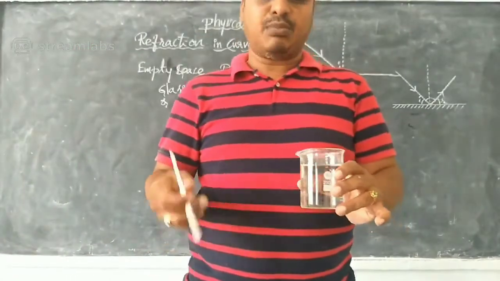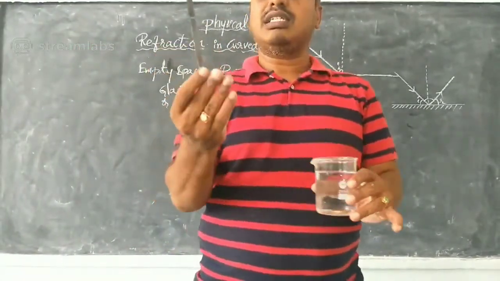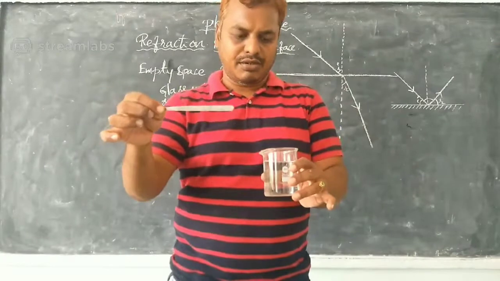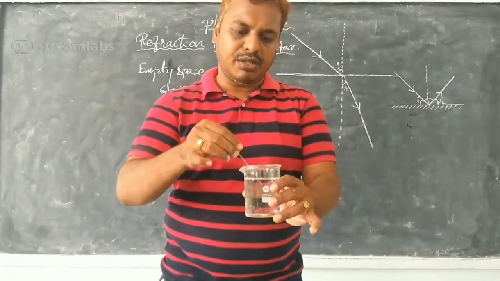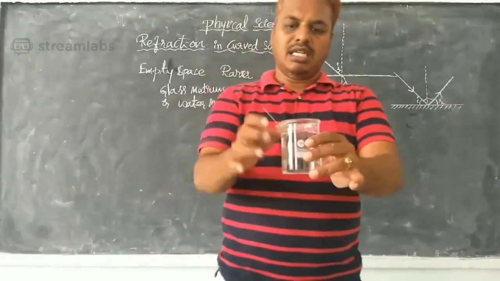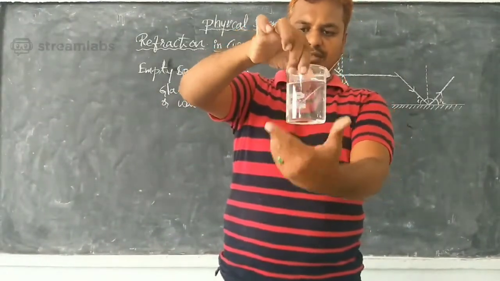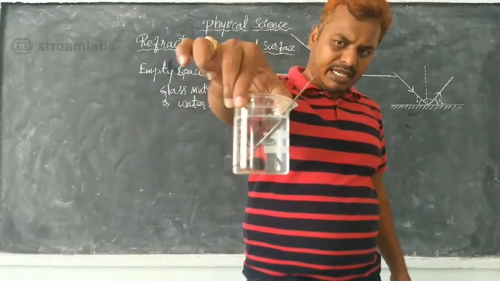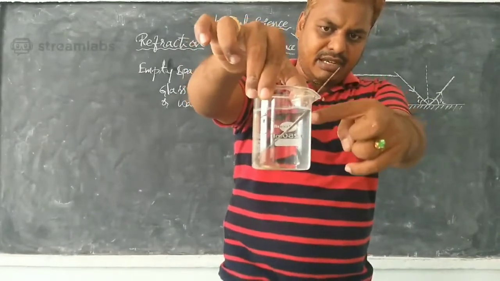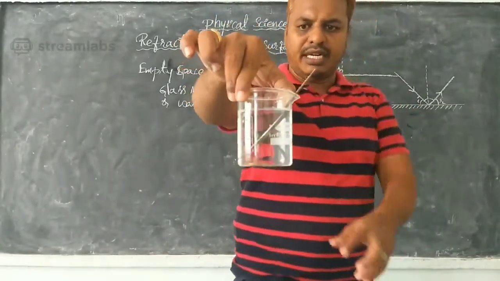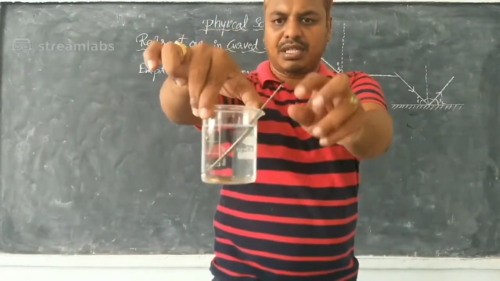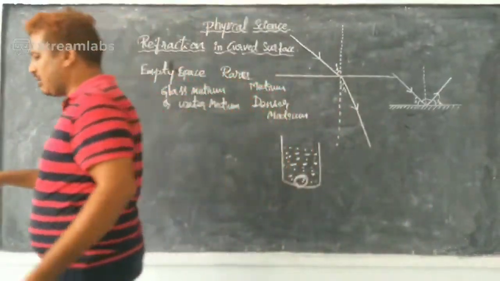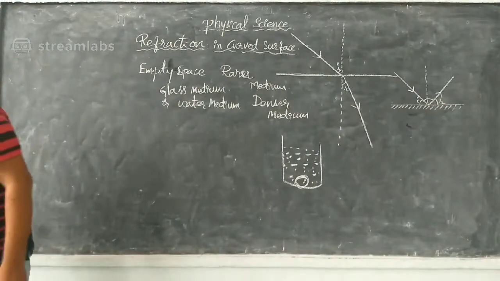Now I have taken a small iron rod. This rod looks very straight, very much straight. When I place this into the water, you can see inside the water that it looks like it is bent. There is a bend at the surface of the water, and you can see the shape is also a little different. Right? I have shown all these to you in the last class itself.